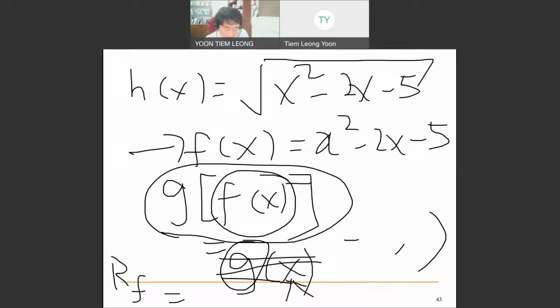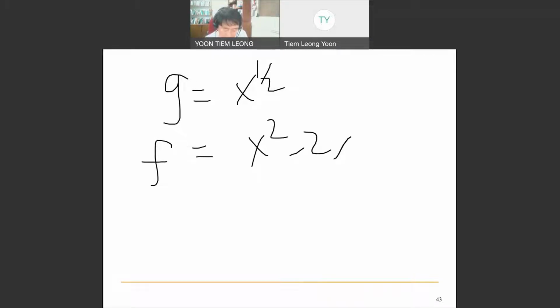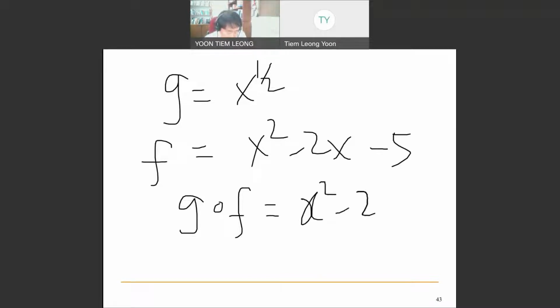So we have argued and explained that the function g, which is x raised to a power of half, is continuous. The function f, which is x squared minus 2x minus 5, is continuous. Therefore, you can compose g of f. The composition g of f of x is just equal to x squared minus 2x minus 5 raised to the power of half.